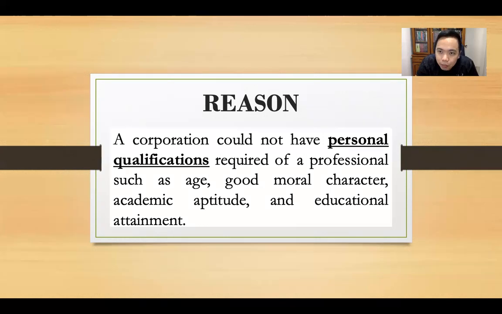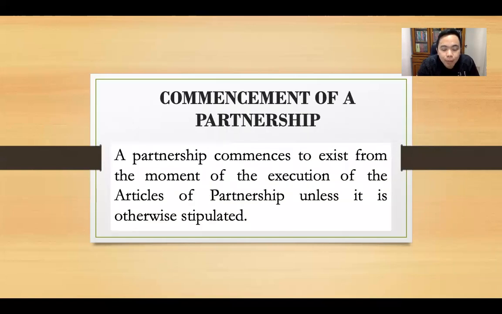Another thing that a corporation lacks, which disables it to practice a profession, is academic aptitude. A corporation, unlike a natural person, does not have an academic aptitude or educational attainment. These are the reasons why a corporation is not allowed by law to practice a profession. Again, only in the form of a sole proprietorship or the solo practitioners or a professional partnership.